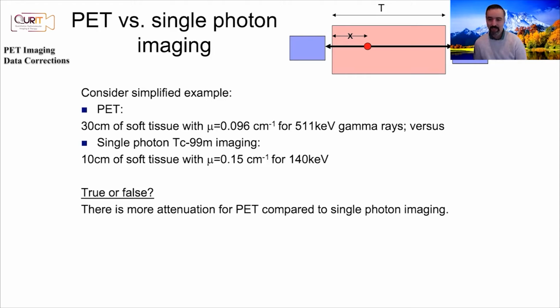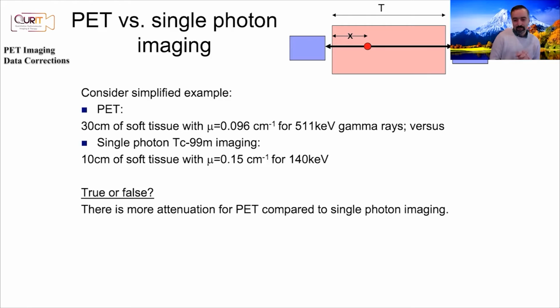So what do you think? Do we get more attenuation? This is a very oversimplified example. Essentially, I'm trying to arrive at the question of whether you get more attenuation in PET or, let's say, in single photon imaging, like in SPECT imaging. Very rough, back of the envelope sort of calculation.